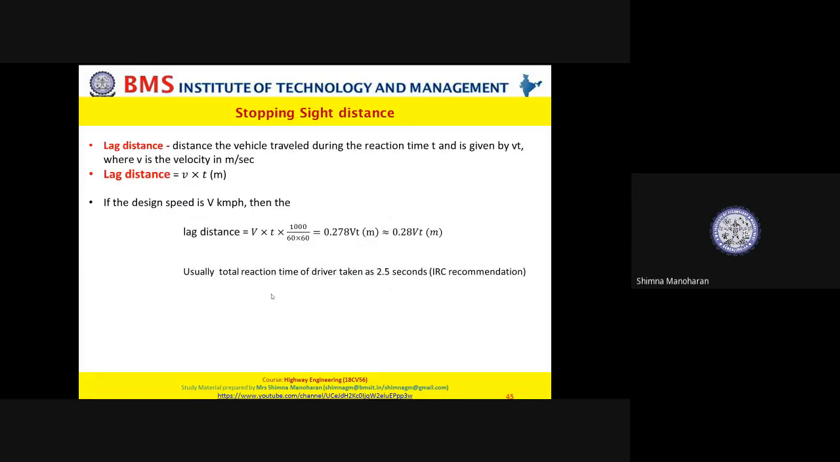And next is the efficiency of brake, right? When do you say that the brake efficiency is 100%? You apply the brake and the wheels are completely locked, right? Wheels are 100% locked. Then you call the brake efficiency to be 100%.